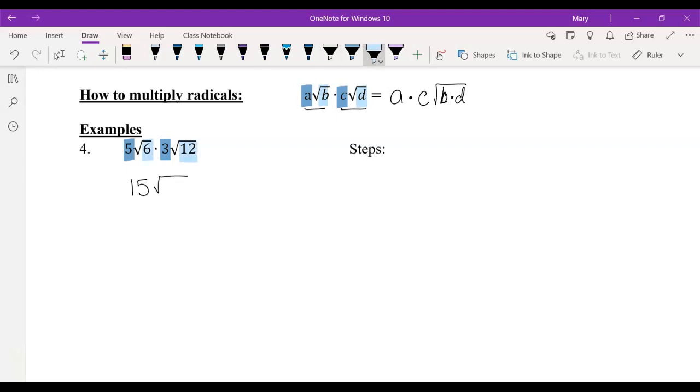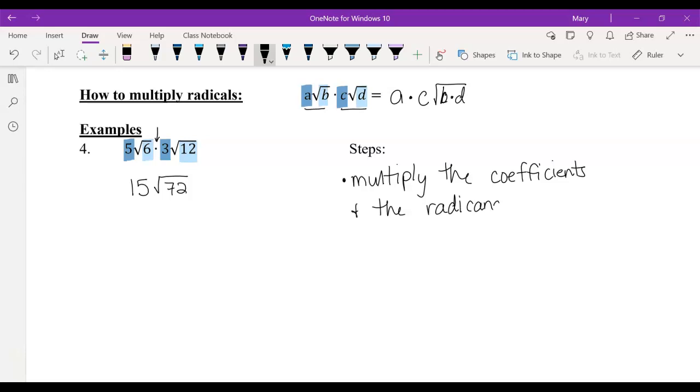Then the 6 and the 12, even though they're not alike, we can still multiply them. So we're going to do 6 times 12 to get 72. So our first step here is to multiply the coefficients. That's the outside numbers. And the radicands. That's the inside numbers. So coefficients is your outside numbers, and your radicands are your inside numbers, whatever's inside the radical.